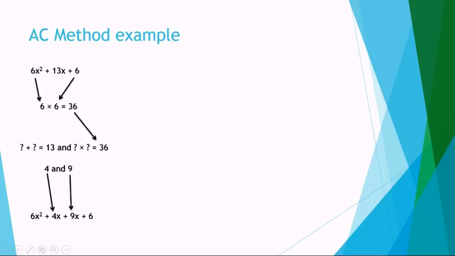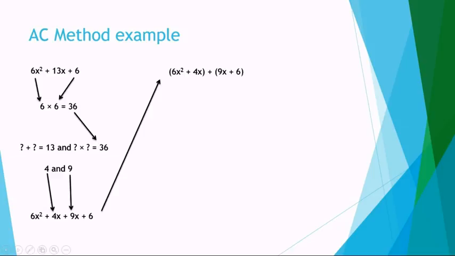Now that I have a 4-term polynomial, whenever I have a 4-term polynomial, I'm going to factor by grouping. I'm going to group the first two terms, 6x squared plus 4x, with parentheses, and group the last two terms, 9x and 6, with parentheses. To factor by grouping, I group two terms together and the other two terms together, and then I factor out the greatest common factor between those two terms.